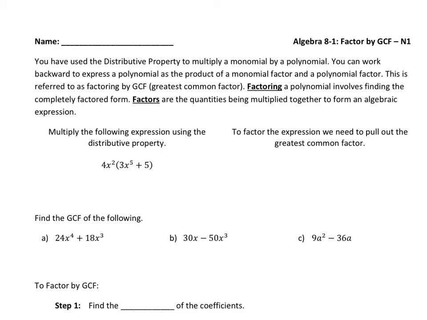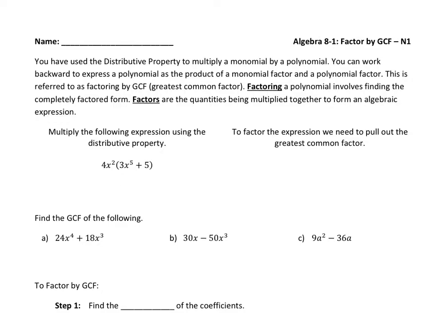Algebra, Unit 8, Lesson 1, Notes 1, Factor by GCF. You have used the distributive property to multiply a monomial by a polynomial. You can work backwards to express a polynomial as the product of a monomial factor and a polynomial factor. This is referred to as factoring by GCF, or greatest common factor.